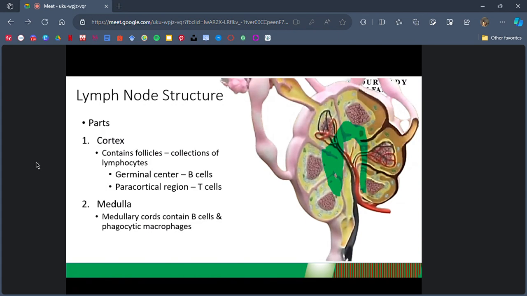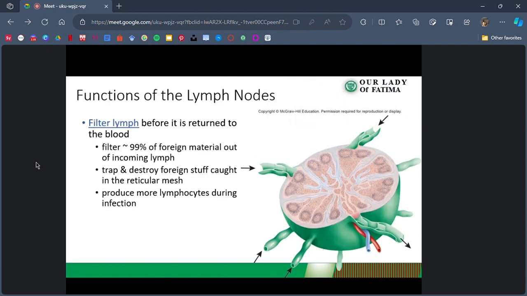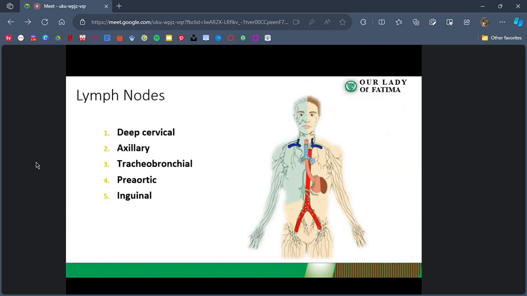The lymph enters the node via numerous afferent vessels with narrow lumen, and they exit the lymph node via a single efferent lymphatic vessel that has a wide lumen. The main function of the lymph node is to filter lymph. Lymph nodes are arranged into five main groups.